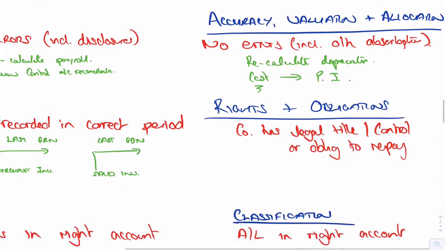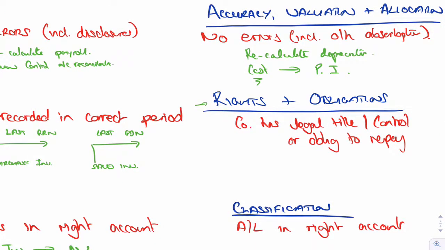How do we know that we actually have the rights or the obligations to these assets and liabilities in my accounts? So how do we know that we've got the legal title or the control? Well, if it's a piece of property, we could check it to the property deeds, couldn't we? If it's a loan, we could check it to a loan agreement, that sort of thing.